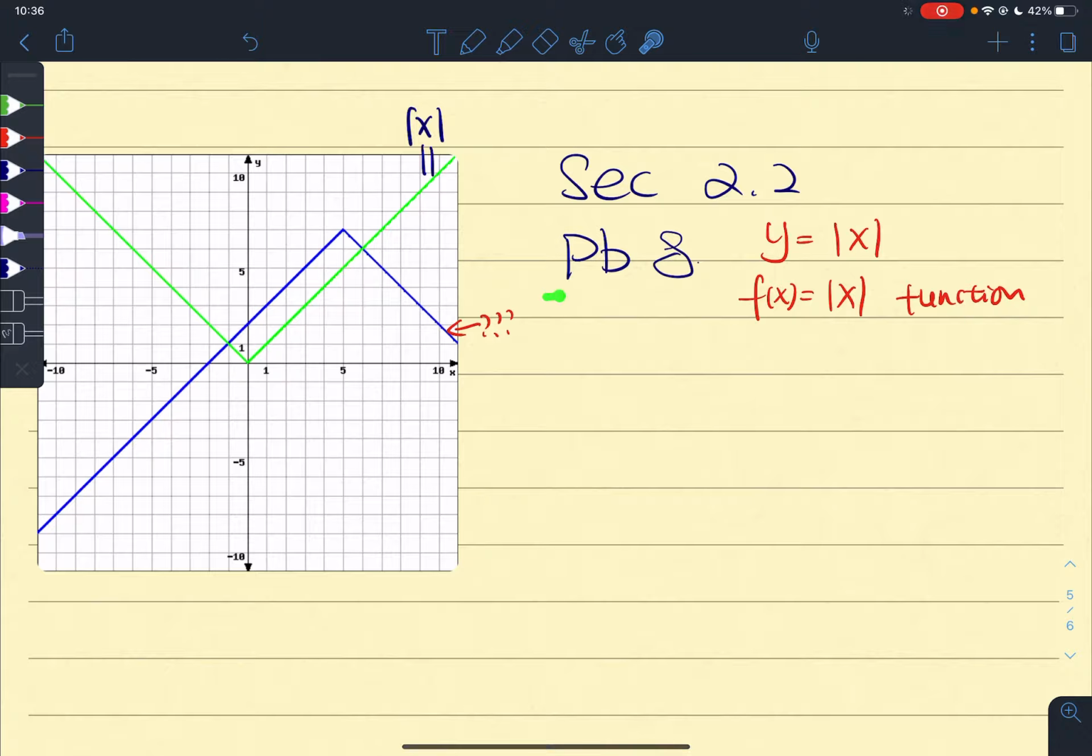Let's look at problem number 8 from homework section 2.2. What's given to you is this blue line, which is absolute value of x. You know the graph of it. What we are looking for is the equation of this, the green one is given. We are looking for this blue one here.